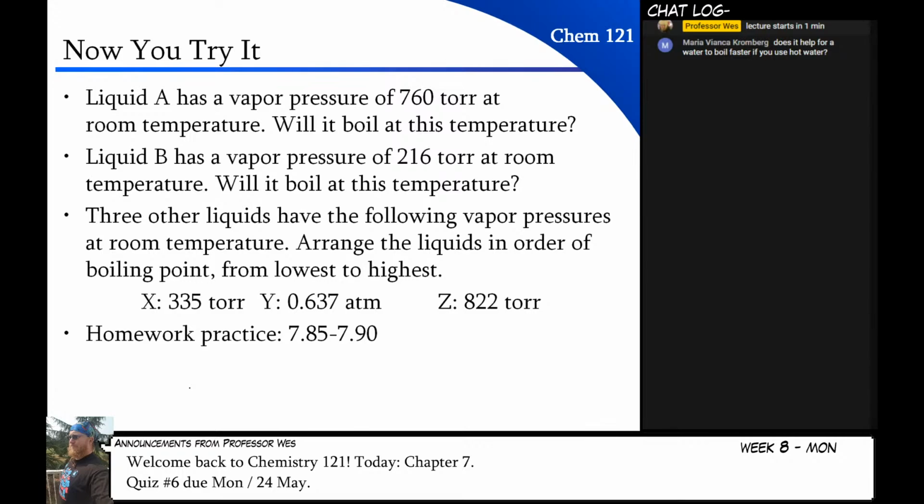Does it help water boil faster if you use hot water? Yeah, it does because you'd start at a higher temperature, right? If the only thing we care about is that we get water to have the same vapor pressure as the atmosphere, increasing the temperature of it increases its vapor pressure to start. Starting it with hotter water will get you to boiling faster.